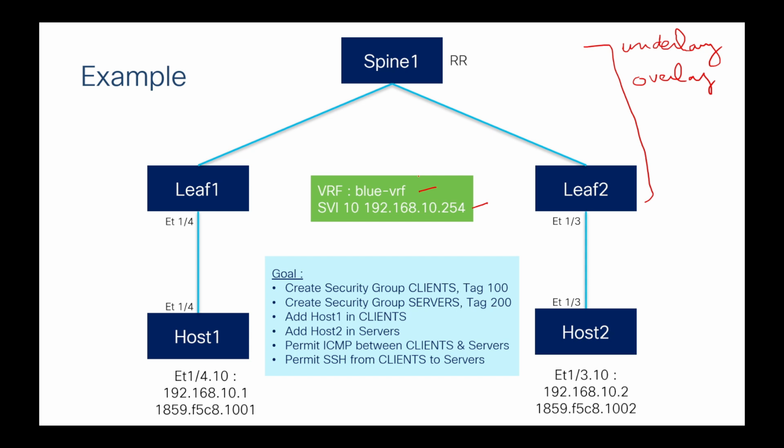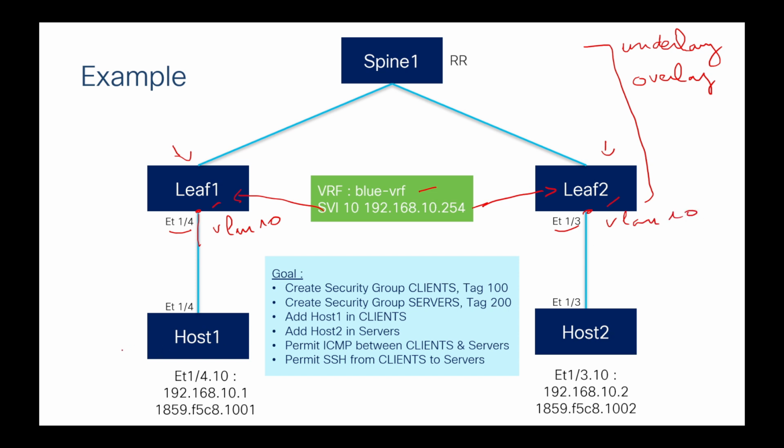So we have the VRF blue that is already deployed on the two leaves, meaning leaf 1 and leaf 2. And the two leaves as well have the pervasive gateway for the SVI for VLAN 10. And I have also propagated that VLAN on the interfaces that I'm showing on the screen. So it is interface 1/4 for leaf 1 and interface 1/3 for leaf 2, meaning this port is a trunk port and it has allowed VLAN 10 inside, here and here.